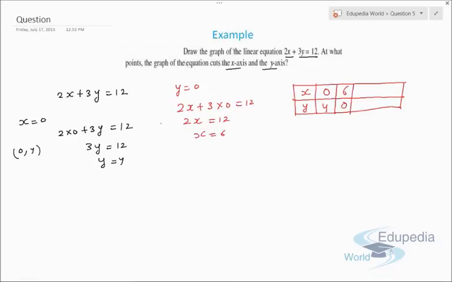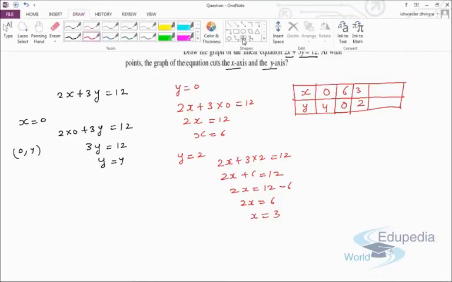Now for the third value, we can take y as 2. We get 2x plus 3 into 2 equals 12. So 2x plus 6 equals 12, so 2x equals 12 minus 6. So 2x is 6 and x is 3. We get the value as 3 and 2. Again we can draw the graph.